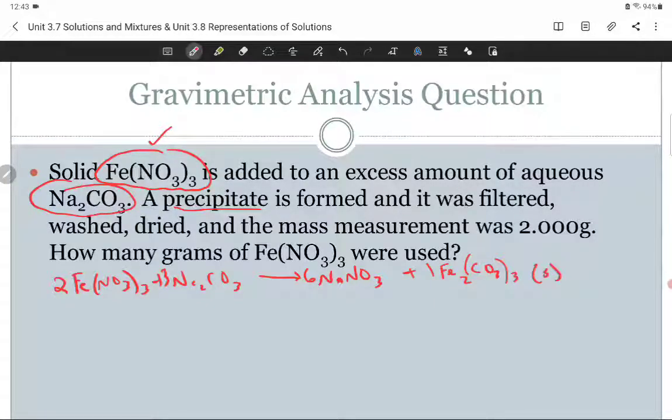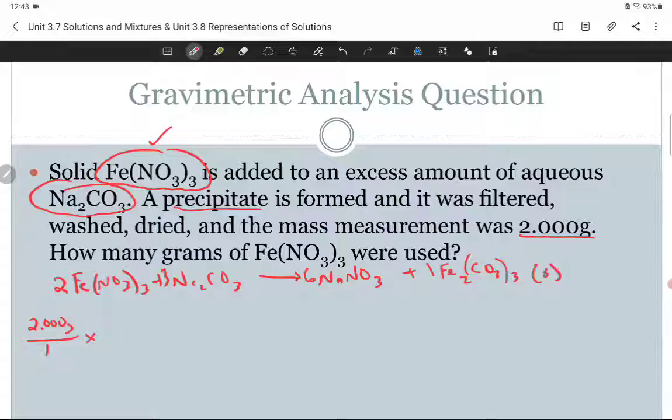And you don't have to put that little S there. I'm just doing it so we know which one's which. So it gives us the precipitate. So we're just going to have to walk backwards, that's all. So we have 2 grams of the precipitate. That's the iron carbonate.